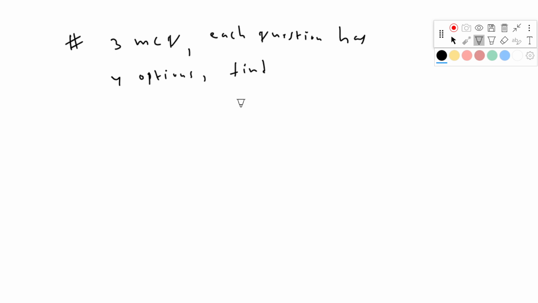Very important and previous year question too. 3 multiple choice questions are there. MCQ. 3 multiple choice questions are given. Each question has 4 options. Right? Find probability of incorrect by student.